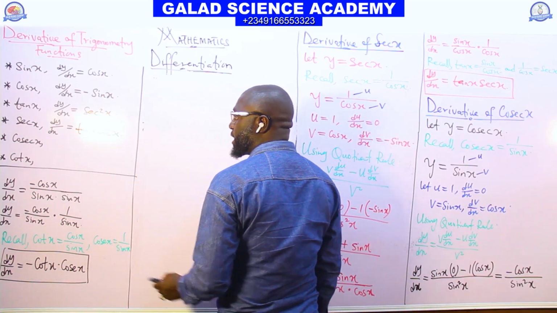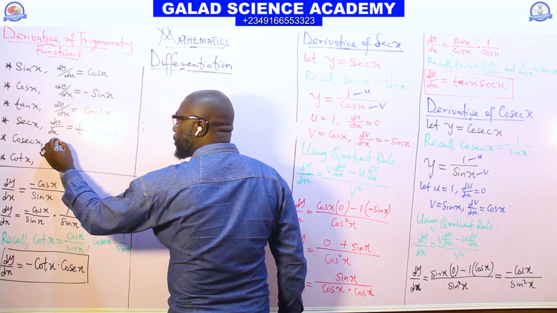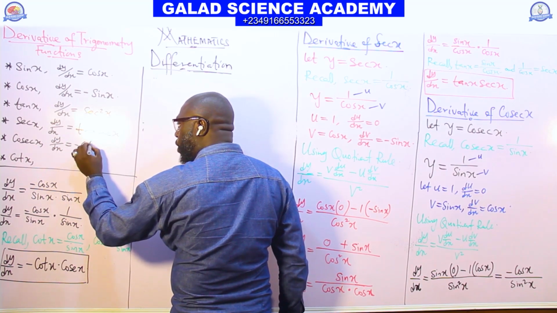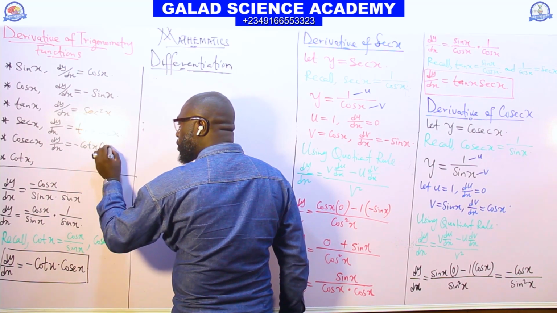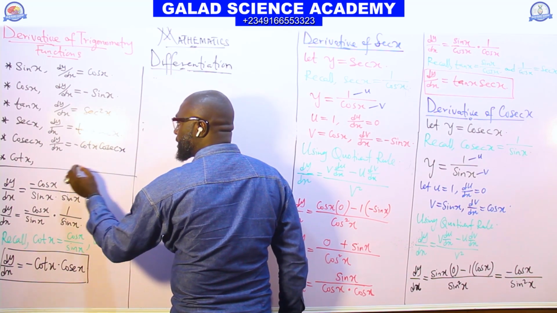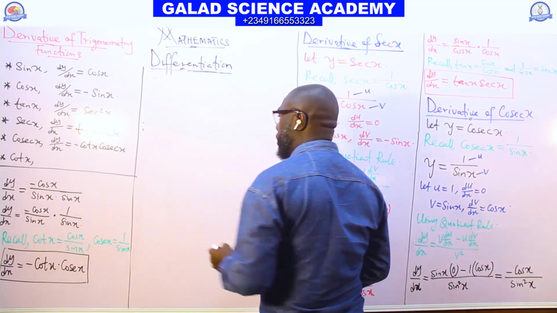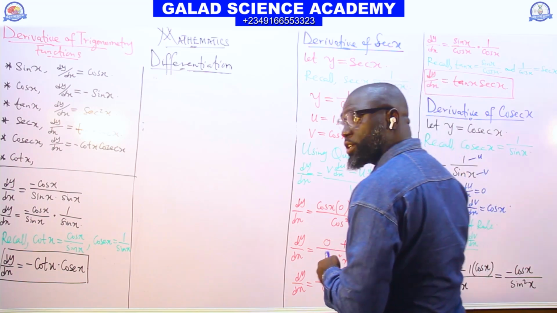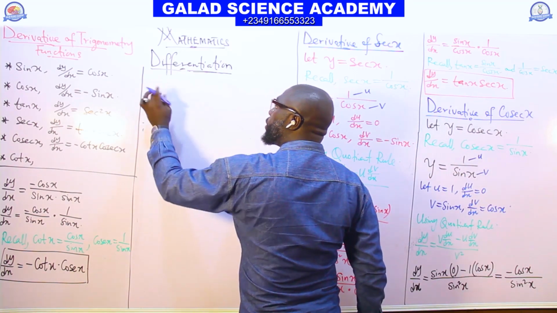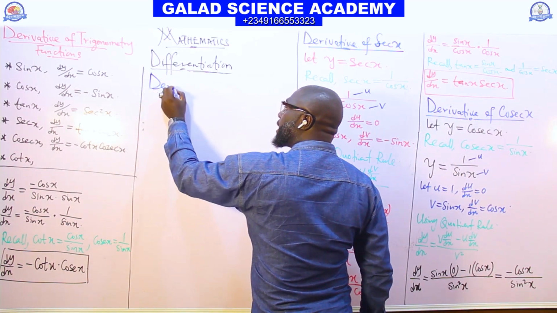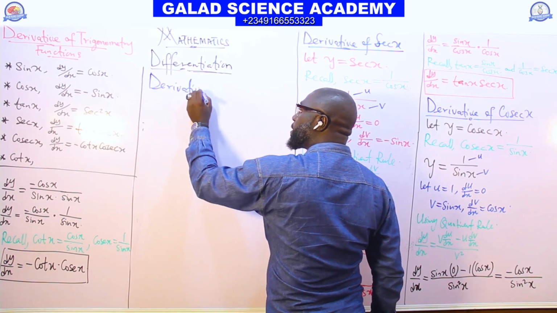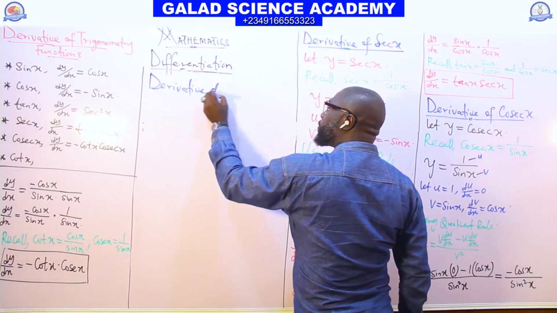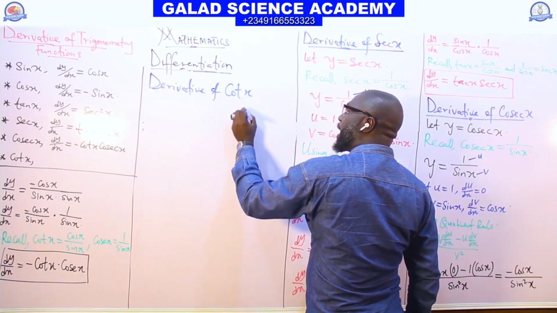So this is the derivative for cosec x. The derivative of cosec x is minus cot x cosec x. The last one is cot. Let's check for the derivative of cot x.